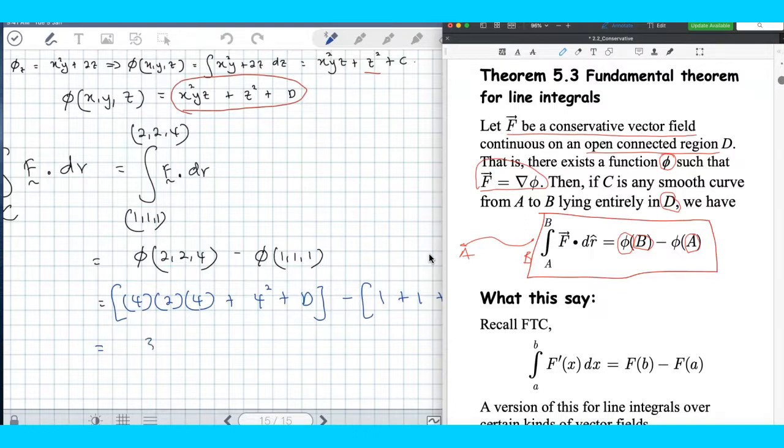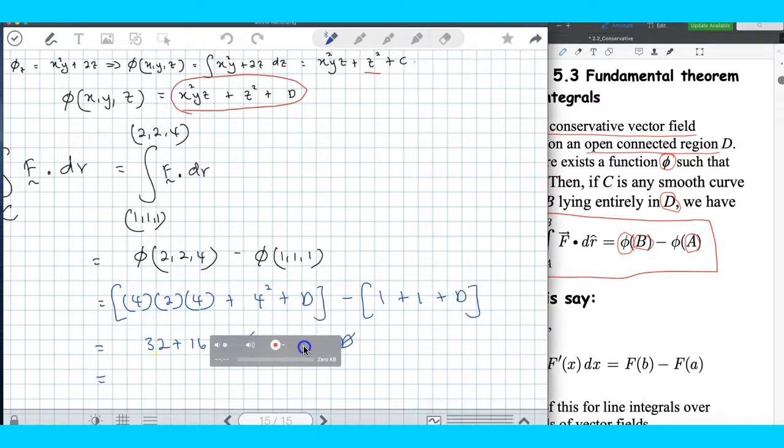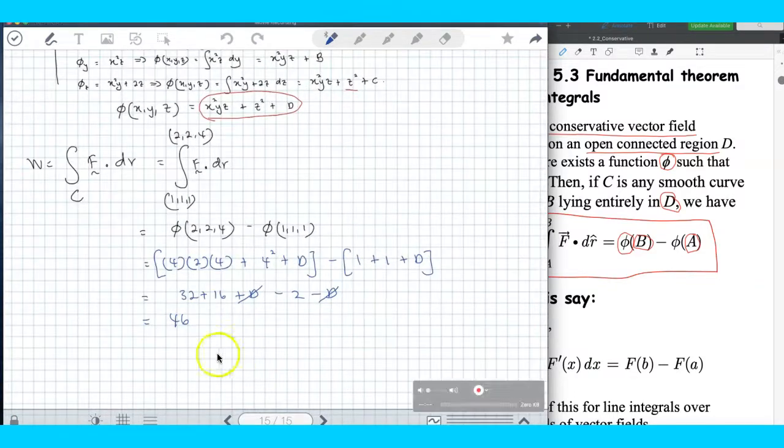So 32 plus 16 plus d minus 2 minus d. The constant will cancel out. When you evaluate that, you get 32 plus 16 minus 2, which is 46. So you can see that our calculation to obtain the work done using the line integral is a bit simpler by using the scalar potential function.